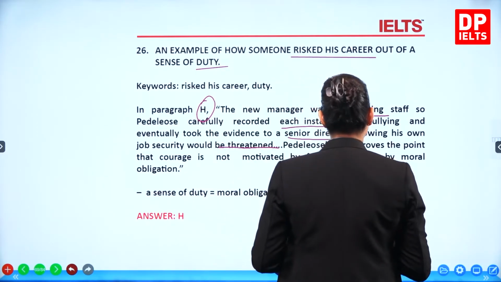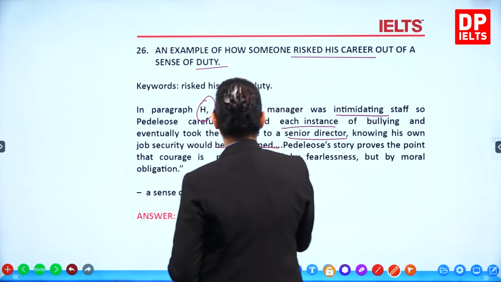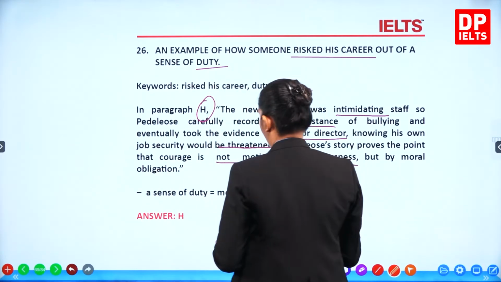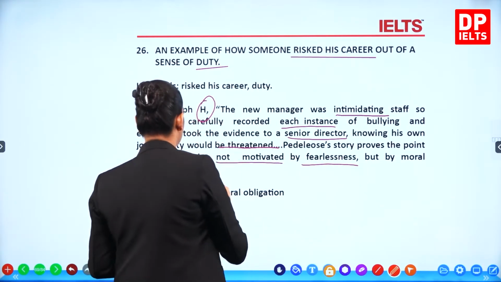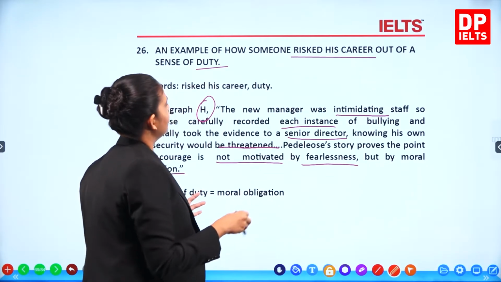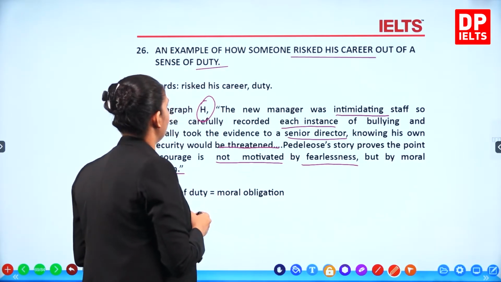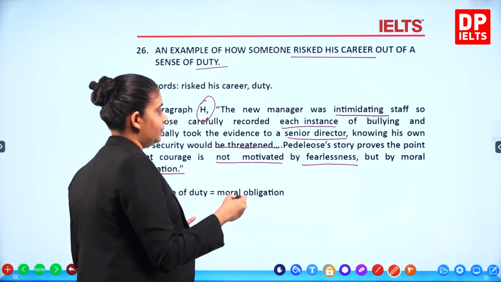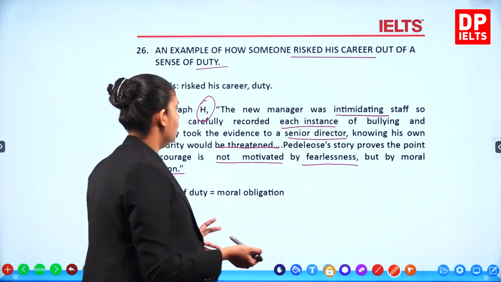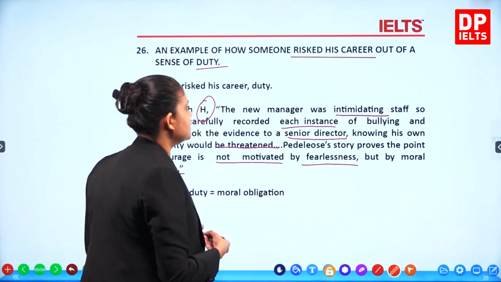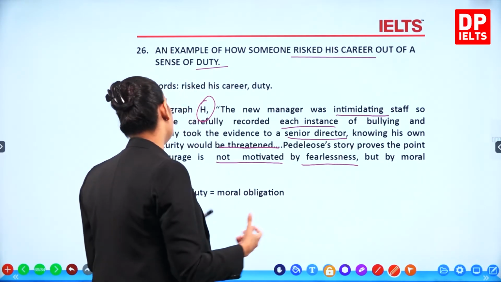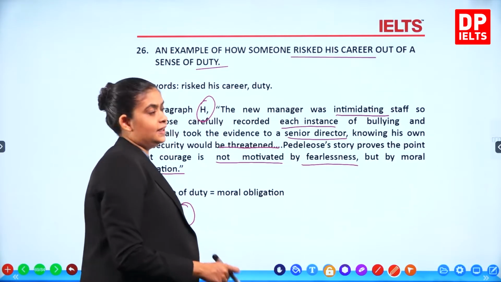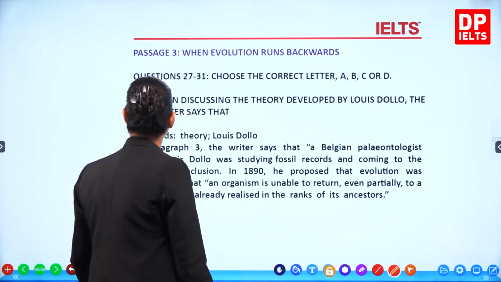Pedilos' story proves the point that courage is not motivated by fearlessness but by moral obligation. So he risked his own career, right? He would rather risk his career to prove a point. So here the answer would be H, because it is stated in para H.